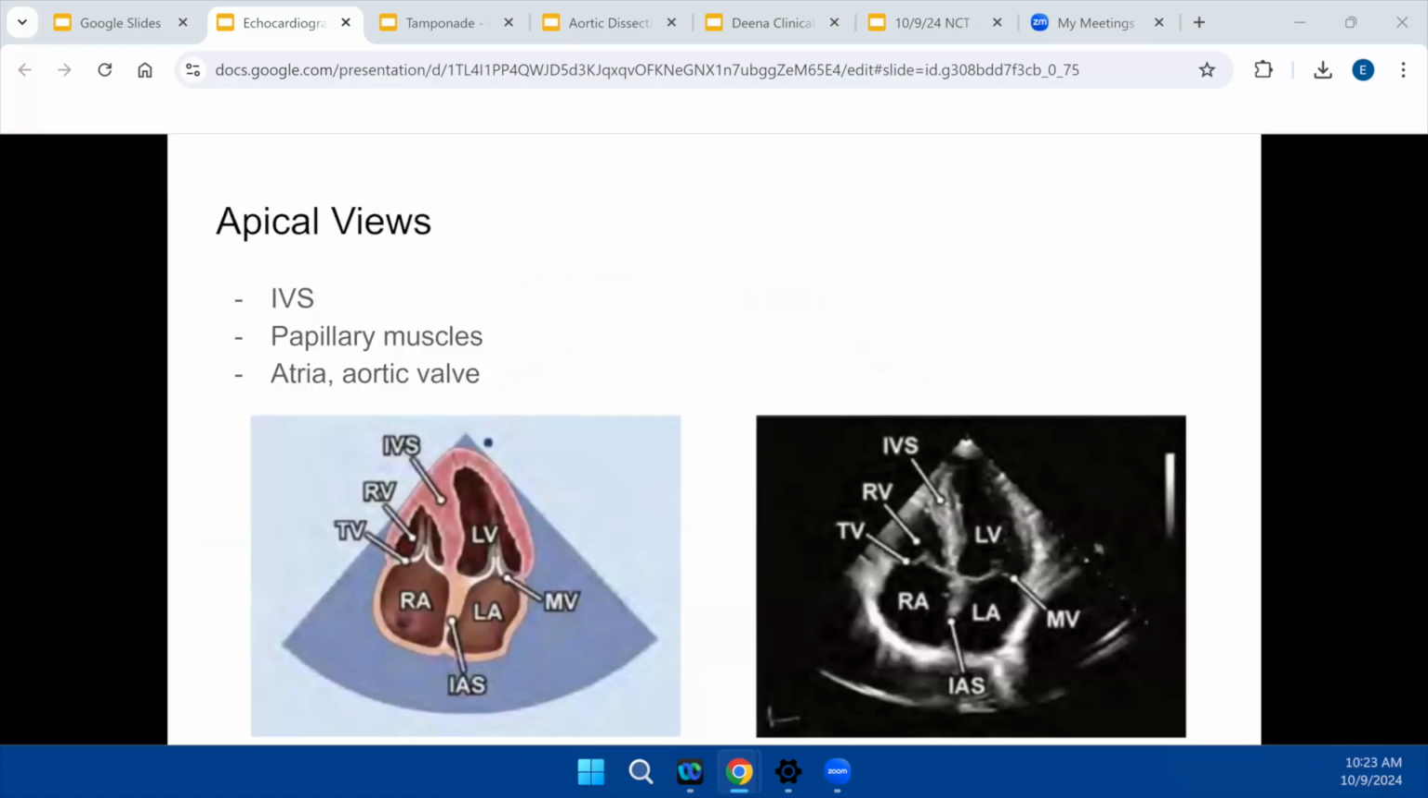Apical views. So you want your interventricular septum to be in the middle of the screen. You want to try avoiding seeing the papillaries, although a lot of times it's hard to do. Your LV should be around 2/3 and your LA should be around 1/3 in a normal heart.